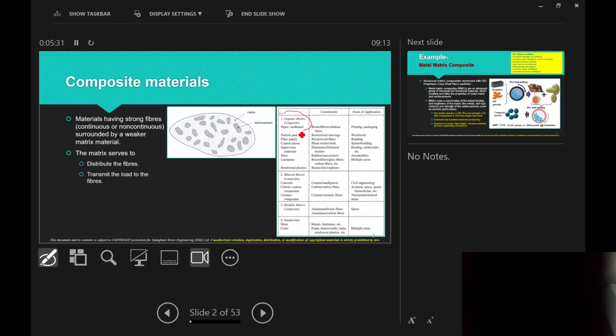Okay, so you could have an organic matrix. Basically, it's organic material as a matrix. It's not synthesized, as you see there. For example, cement is a kind of organic matrix. It could be a mineral matrix. Examples are all in here for you.